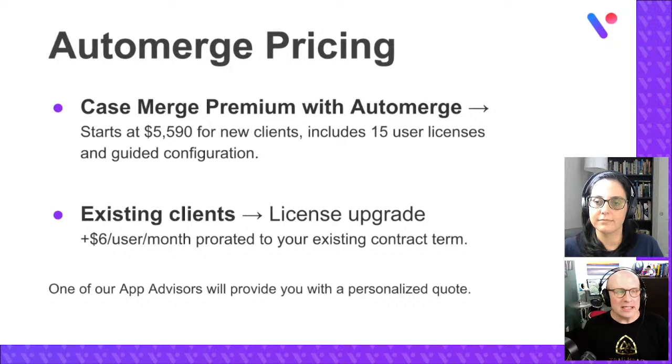And then for existing clients, you have a license upgrade for $6 per user per month, which is prorated to your existing contract term. That's a way that you could get Automerge for your existing license.